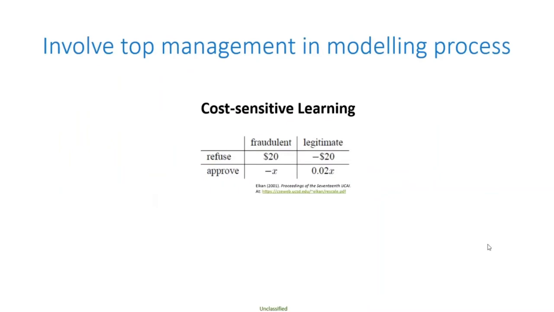Something else that is very important, I think it's really important to involve top management in modeling processes. Unless top management is more confident in what you're trying to do with machine learning, and unless they have a more hands-on experience with it, it may be very difficult to convince them why machine learning can be so invaluable in an organization. And in a project, I used cost-sensitive learning, which is a way to give access to managers to try out different scenarios.